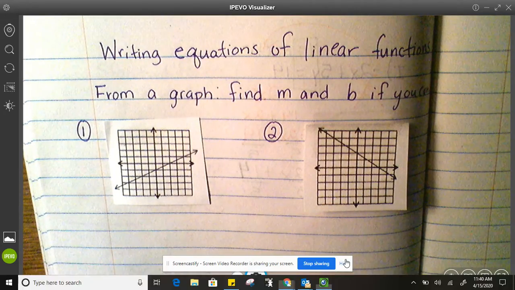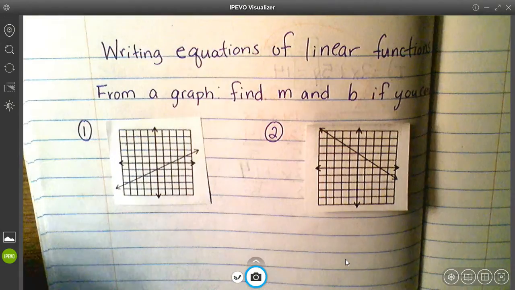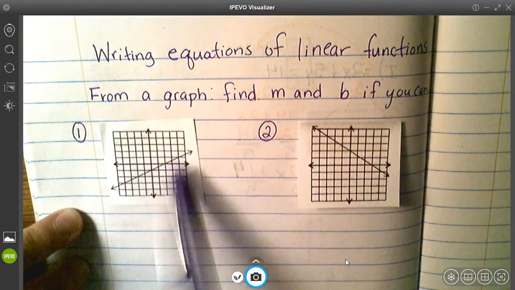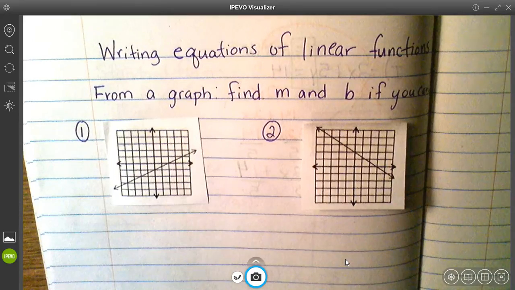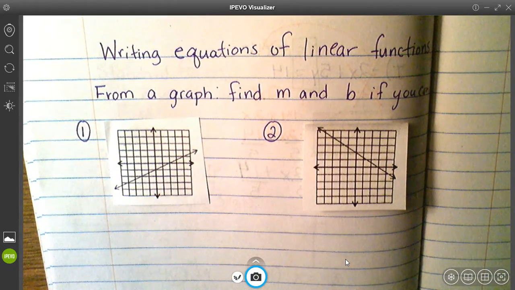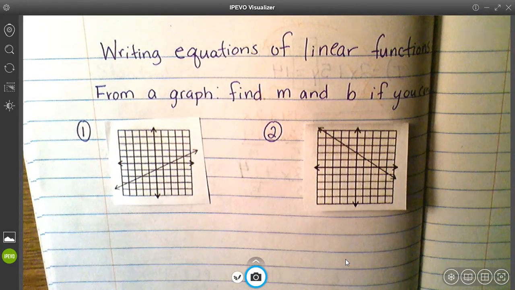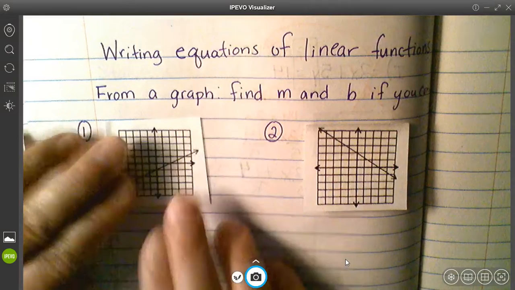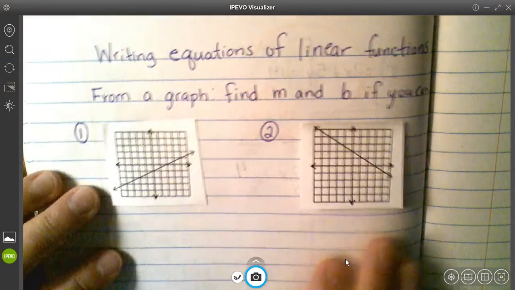In this video, we are going to write the equations of linear functions in different ways. We're going to look at a graph, and we'll look at it given a slope and a point, and we'll look at it given 2 points. So the easiest way is when you have a graph like this.